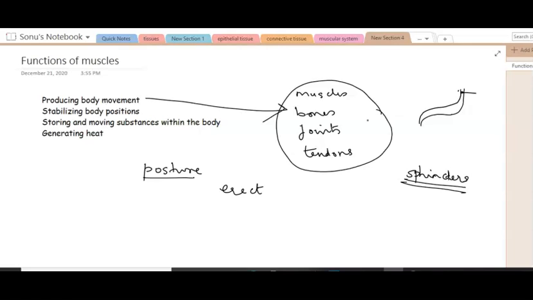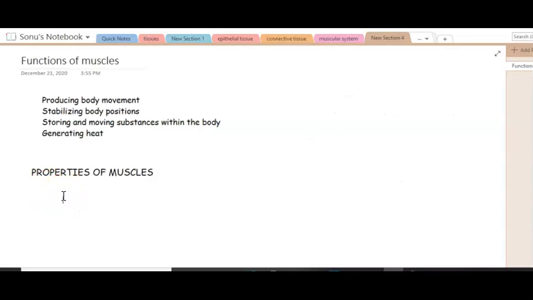Next, we are going to see the properties of muscles. The first property is electrical excitability. Electrical excitability is the property of both neurons and muscle cells to respond to certain stimuli by producing action potentials.